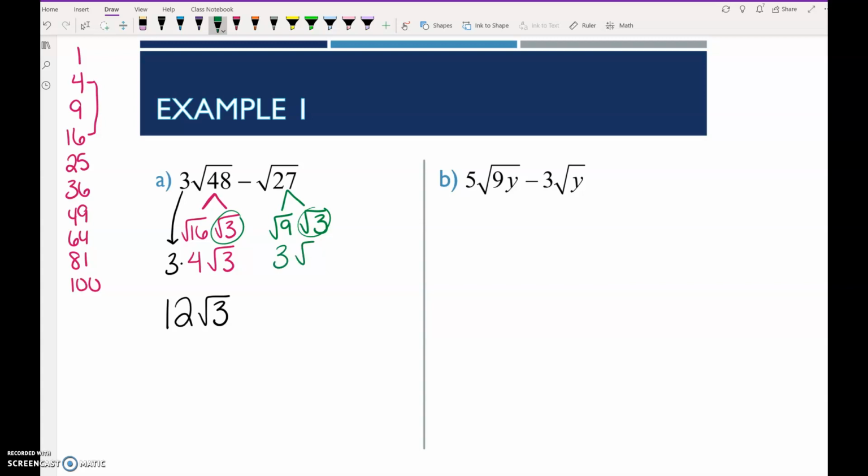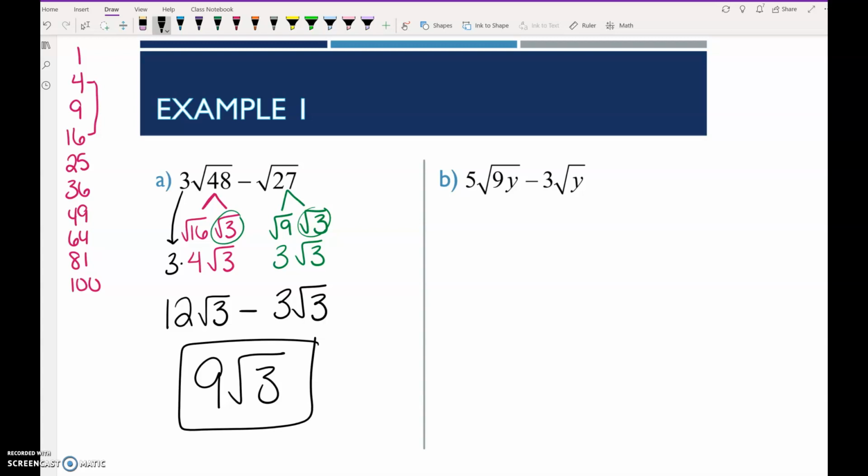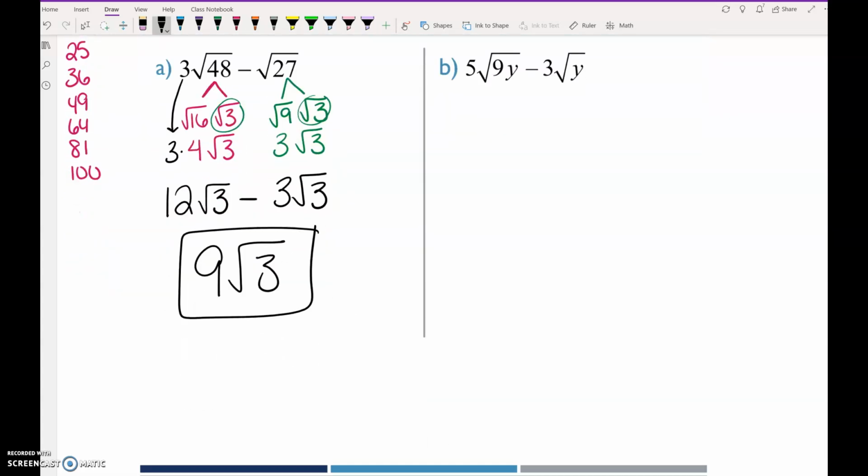So this is 3 times the square root of 3. Don't forget that there's a minus sign. So now we have 12 square root of 3 minus 3 square root of 3. So the answer is 9 square root of 3. We're going to skip example 1b and move on to example 2.